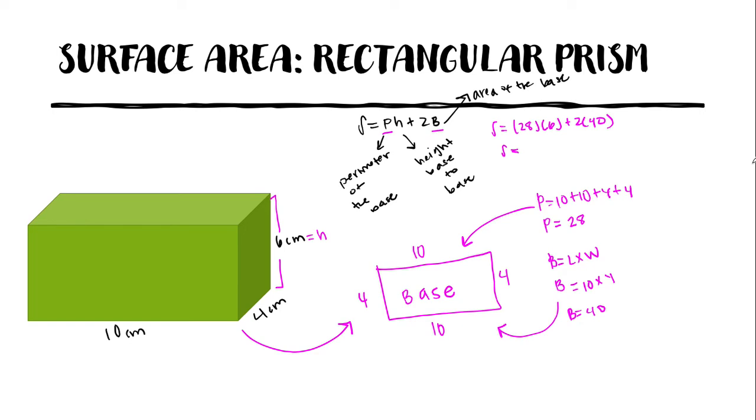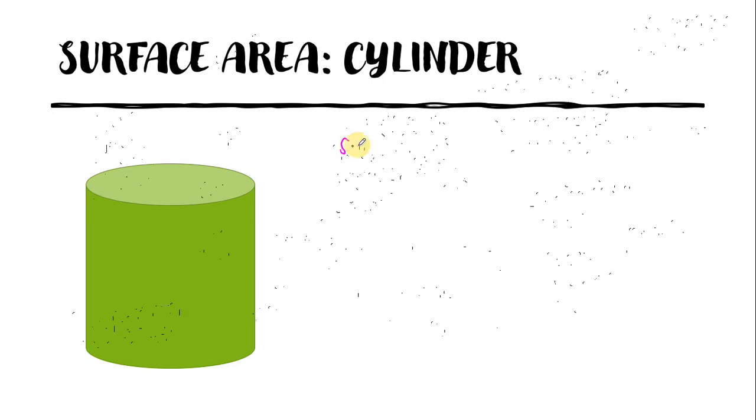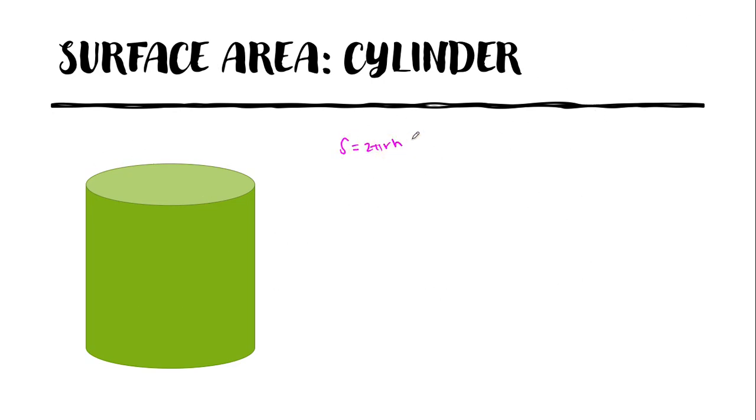Putting it in Desmos just like that. And that should give me 248 centimeters squared. All right, let's look at a cylinder. S equals 2 pi r h plus 2 pi r squared is total surface area.